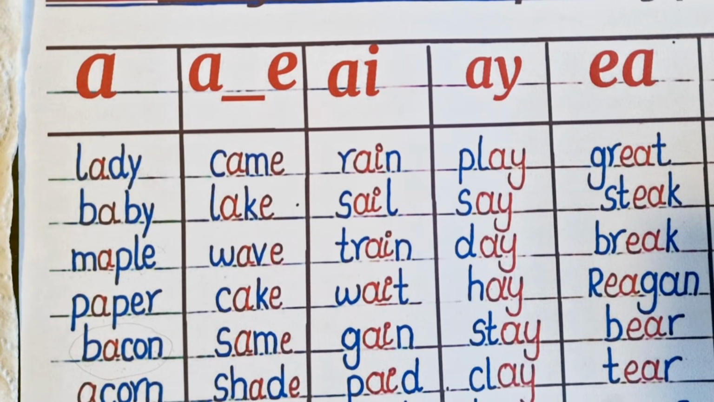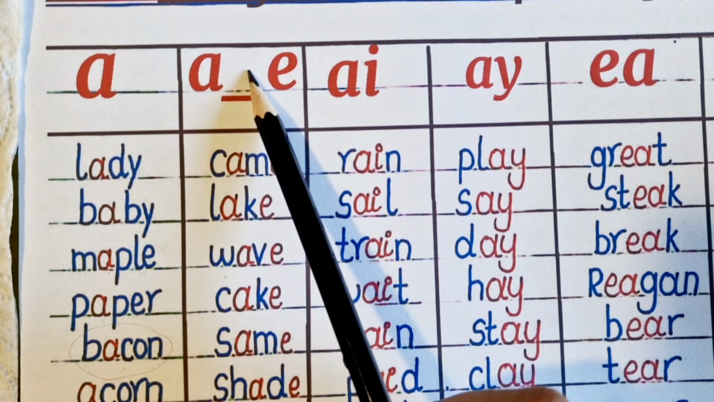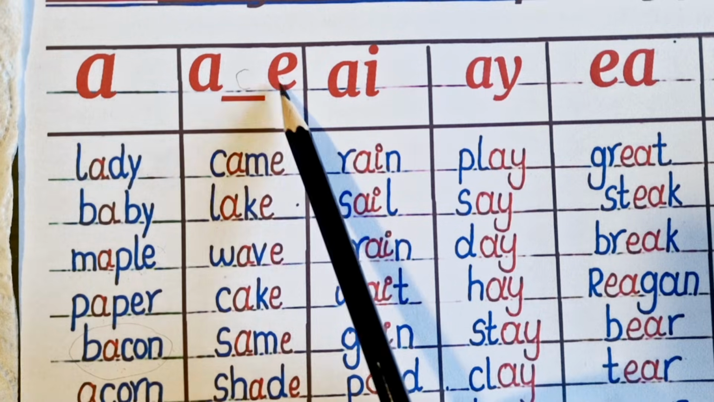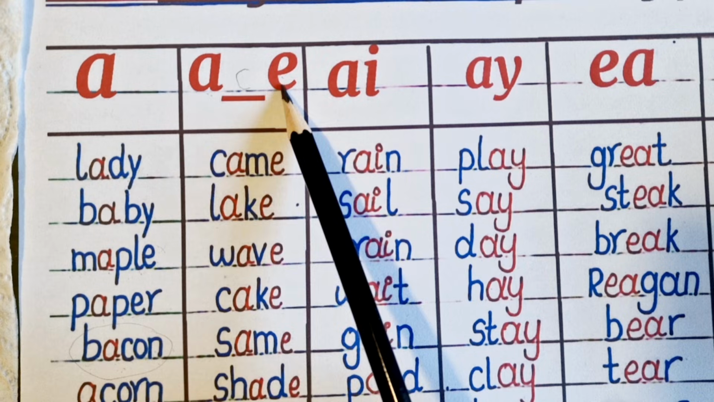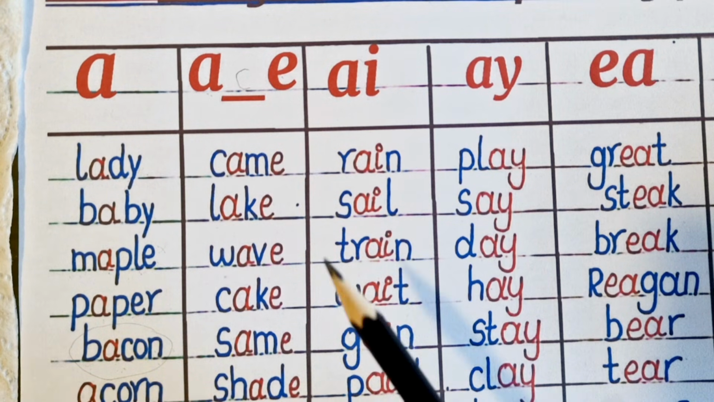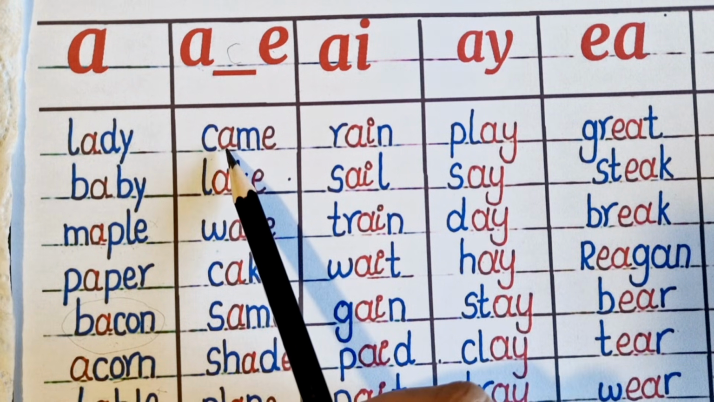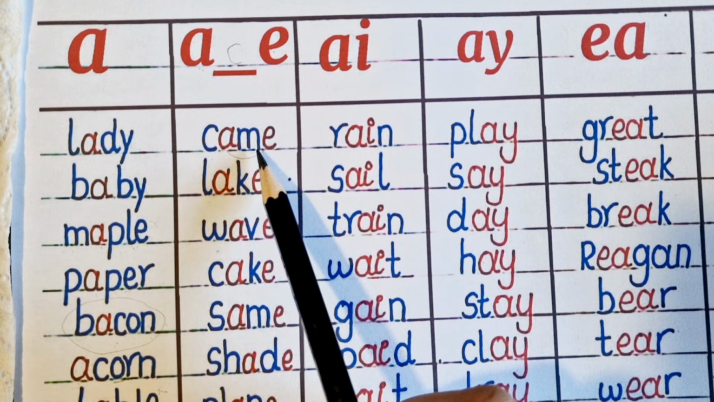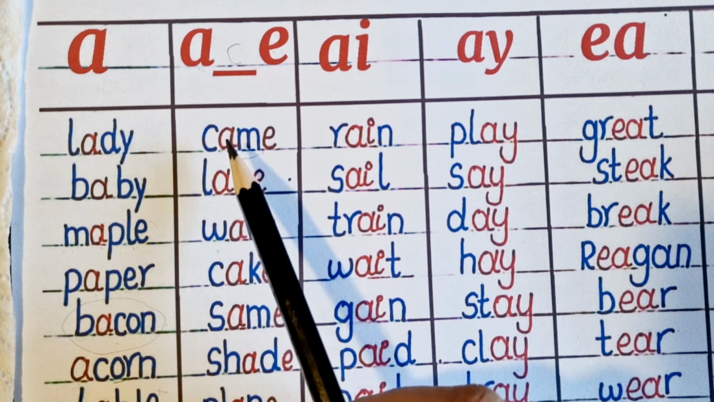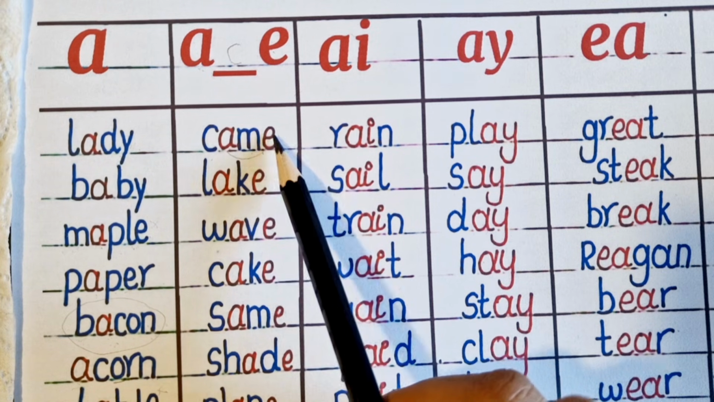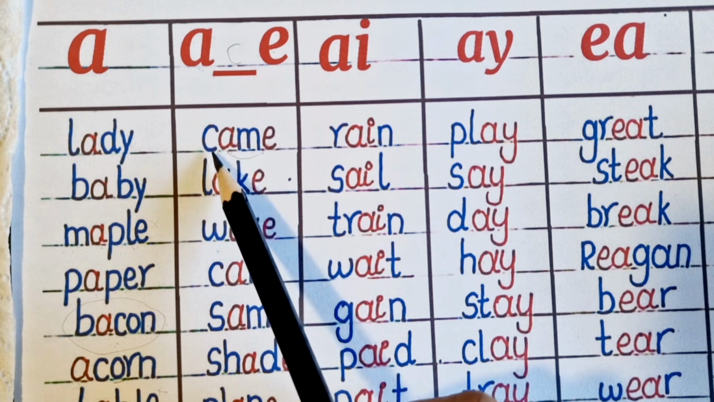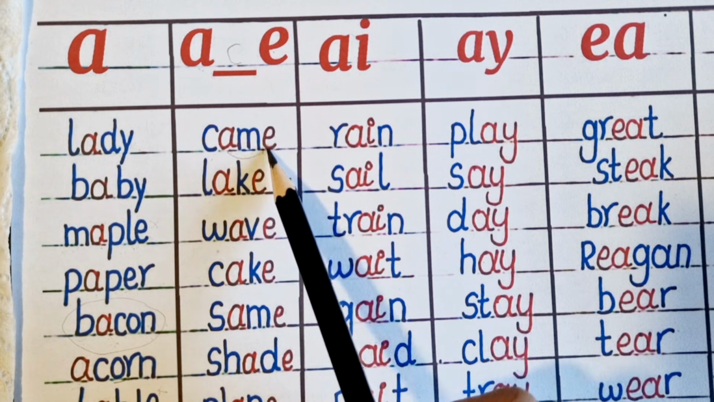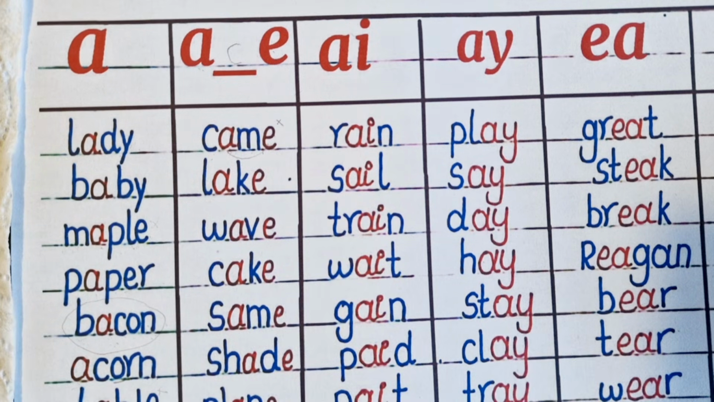Next spelling pattern is if a word has a vowel, consonant and a silent E, then we will read A as the long vowel sound, A. So this is another long vowel sound spelling pattern. Now let's learn these words with sounds. K, A, came. As I told you, if a word has a vowel, consonant and a silent E, then we will read A as the long vowel sound. K, A, came, and this E will always be silent.